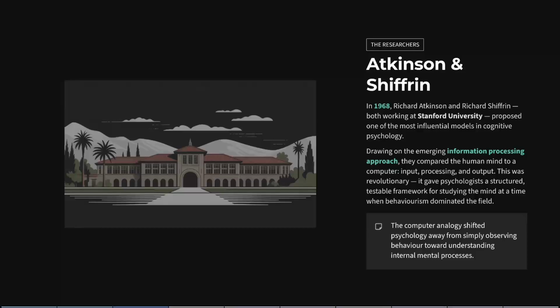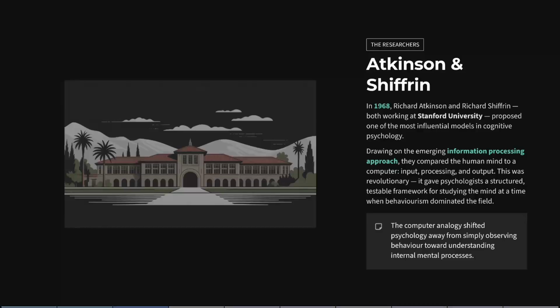And the key to understanding why their model was so revolutionary lies in the historical moment they were working in. In 1968, it was the height of the computing revolution. Computers were becoming increasingly powerful, and the language of information processing, input, processing, storage, output, was everywhere. Atkinson and Shiffrin borrowed this language deliberately. They proposed that the human mind works like a computer. Information comes in, gets processed, gets stored, and can be retrieved later. This was the information processing approach to cognitive psychology.